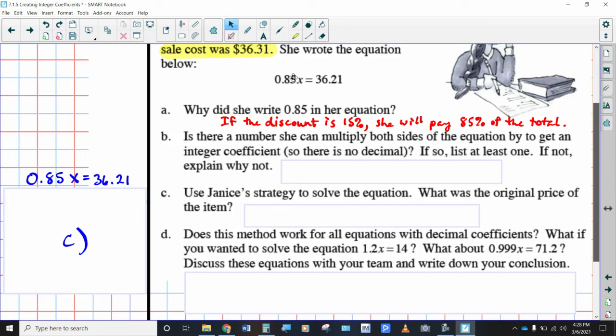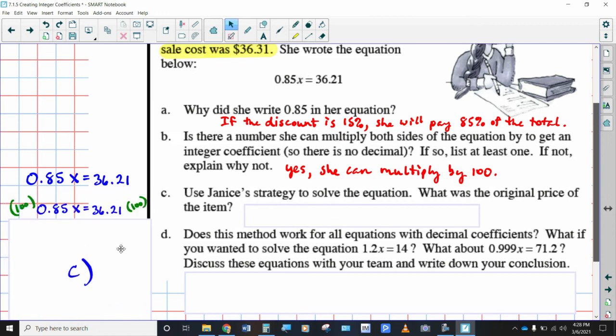this number into a whole number, let's say the number 85, what would you multiply times this to move that decimal 2 places to the right? If you said 100, you would be correct. Go ahead and multiply both sides of this equation times 100, and you will get an equivalent equation of 85x is equal to 3,621.